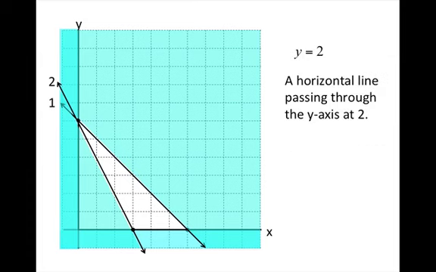Then my third boundary line was the horizontal line at y equals 2. So find 2 on your y-axis and draw a horizontal line through it, and we'll label this line 3, because that was my third boundary line.